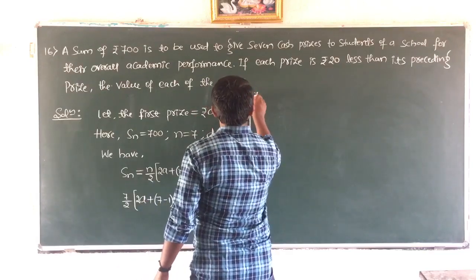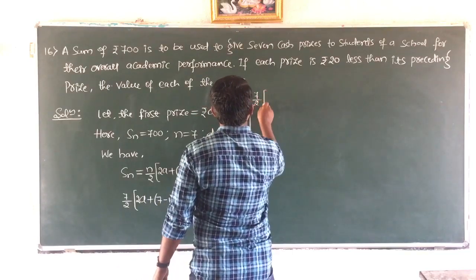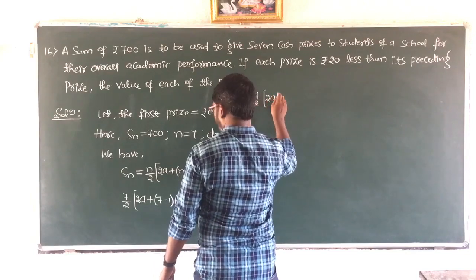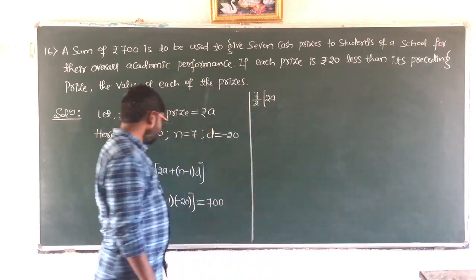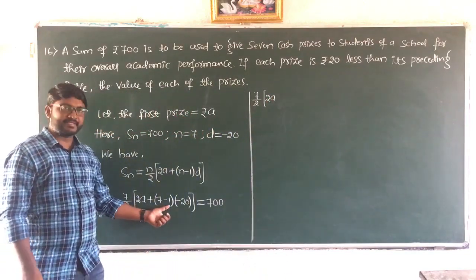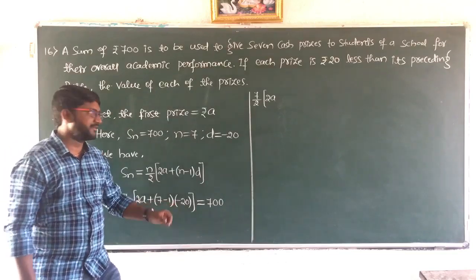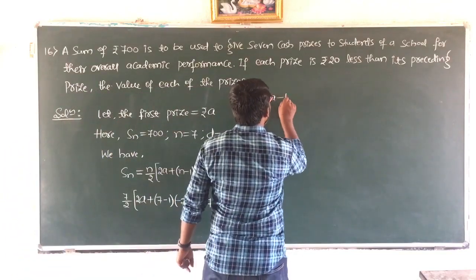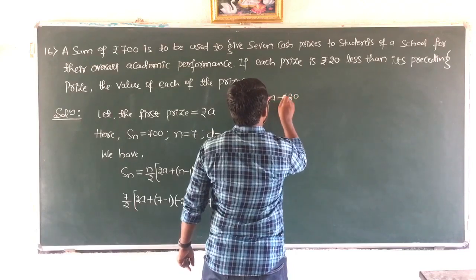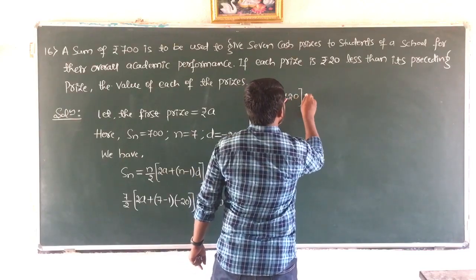7 by 2 into the bracket 2a. So now see here, 7 minus 1 it is 6. 6 into minus 20 it is minus 120. So we get minus 120. This is equal to 700.